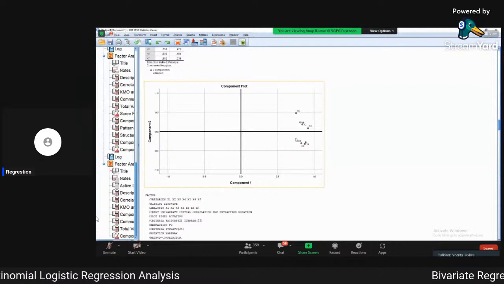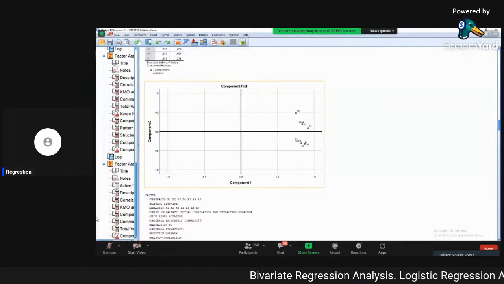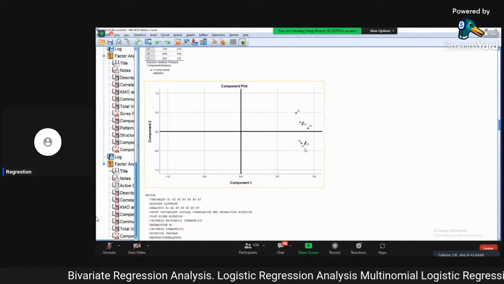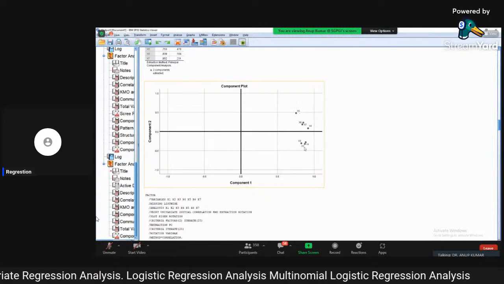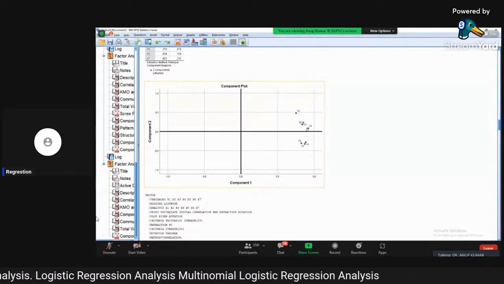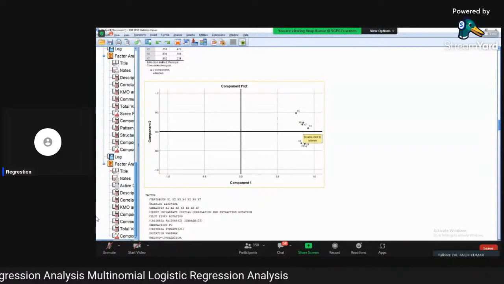It is establishing an association between factors, meaning if these factors are closely related. First of all, it is reducing the dimension. Out of these 7, it is reducing the dimension to 2 dimensions. And another thing it is doing is finding out 2 factors.